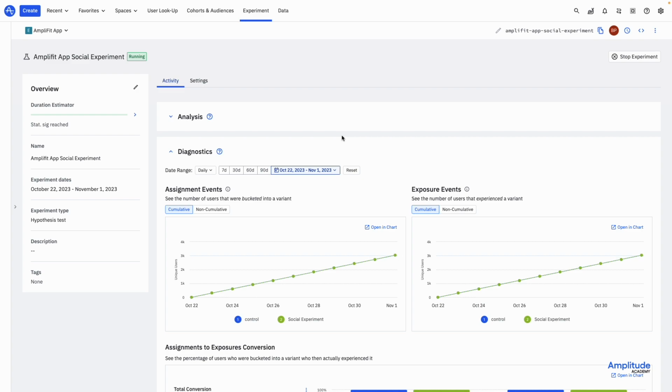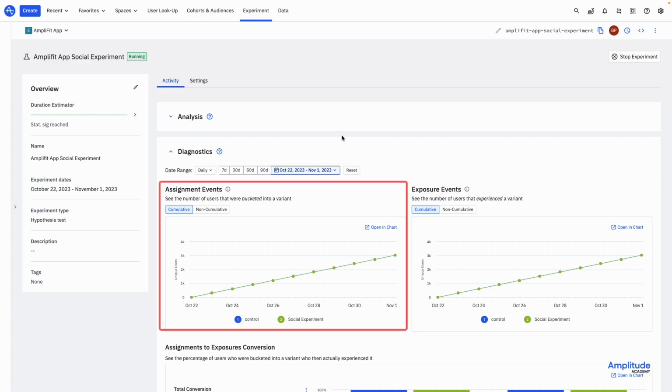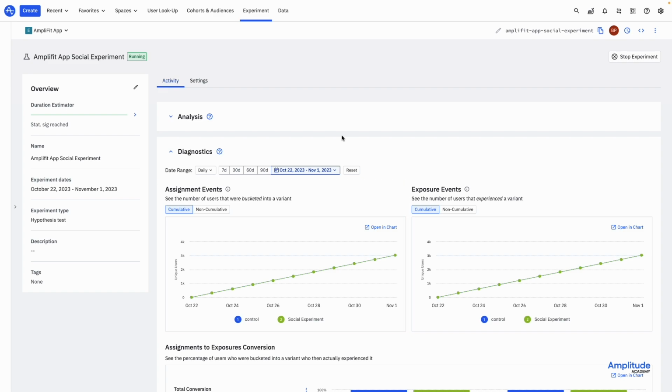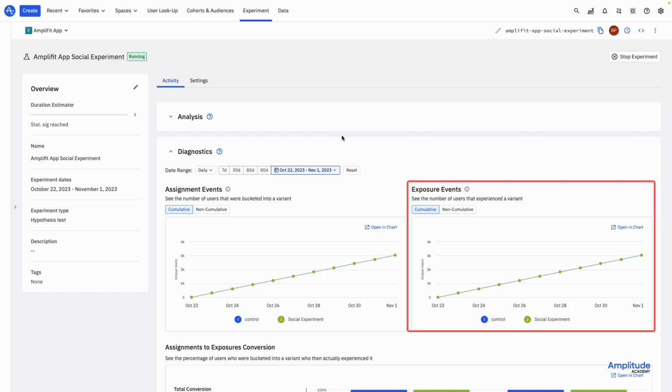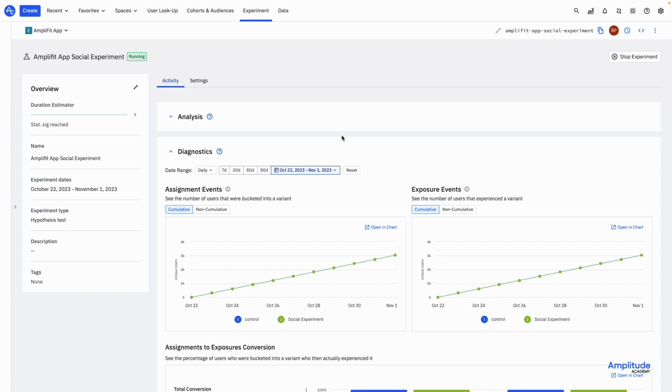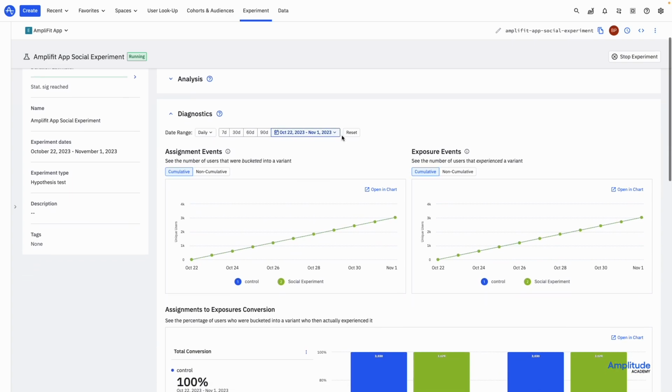Once your experiment is running, you can monitor it. Here we have a view into the assignment of users to a specific variant, which happens automatically when the SDK detects a new user, and the exposure of users that actually experience that variant. This is a good gut check to make sure your test is running and your traffic is being split as expected.